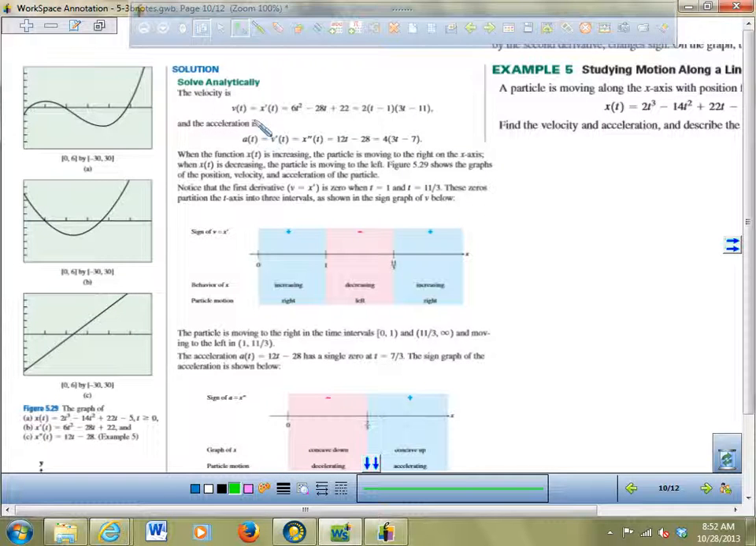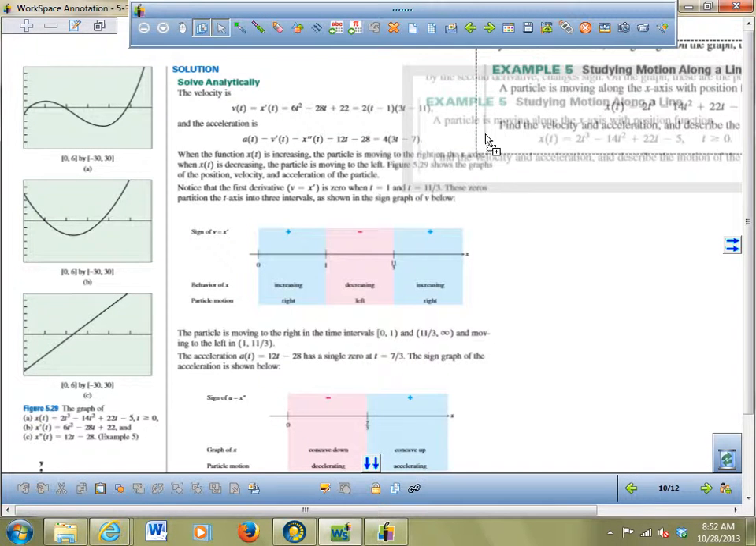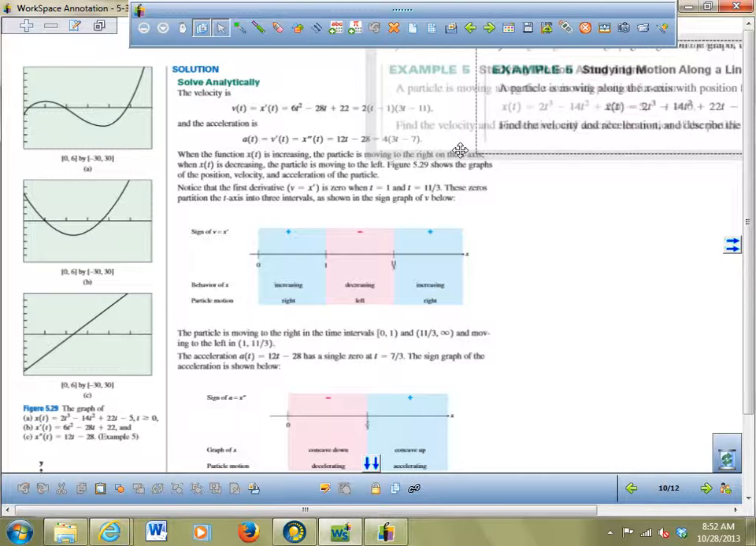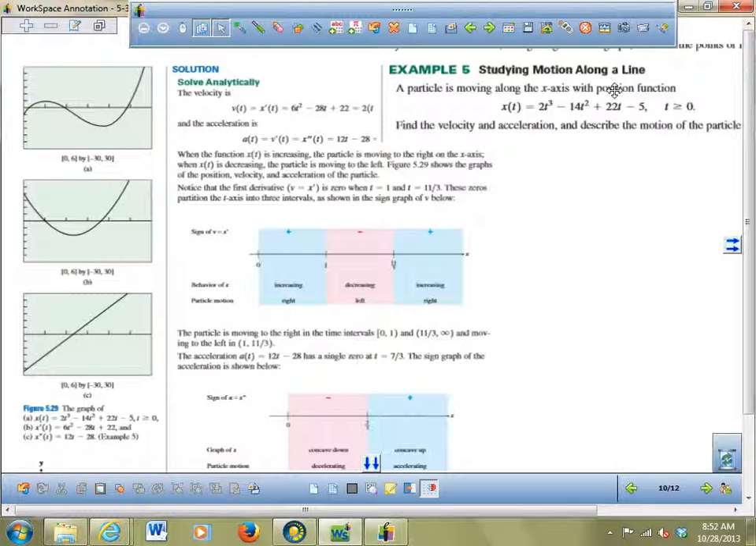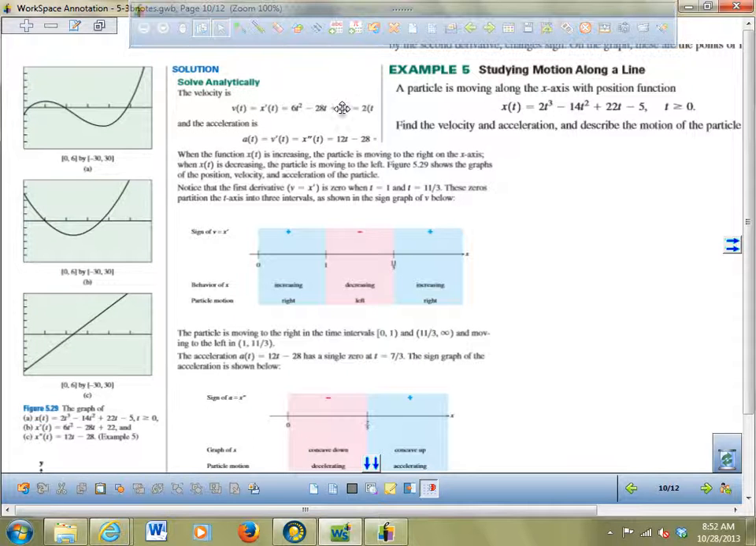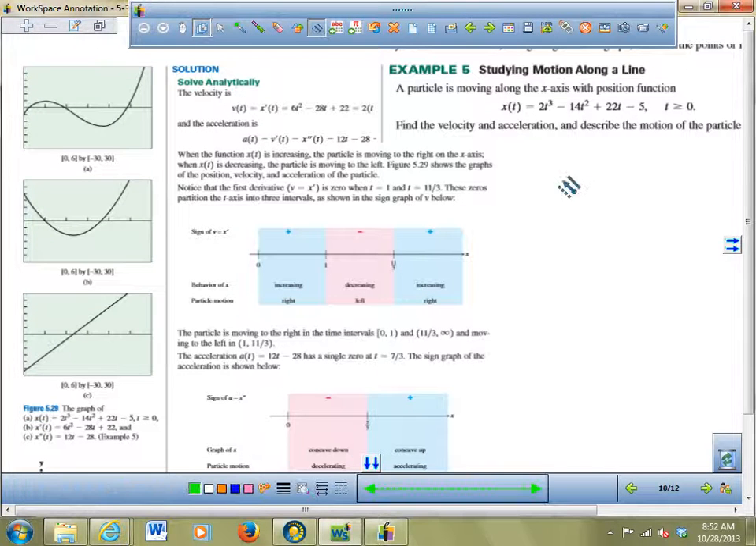So this describes the motion of a particle along, oh, here it is. Look at how innovative I am. I cut and paste these things out of the book, okay? So a particle is moving along the x-axis, and why reinvent the wheel, right? A particle is moving along the x-axis with the position function x of t equal to this, okay? So it's moving back and forth. Find the velocity and the acceleration.